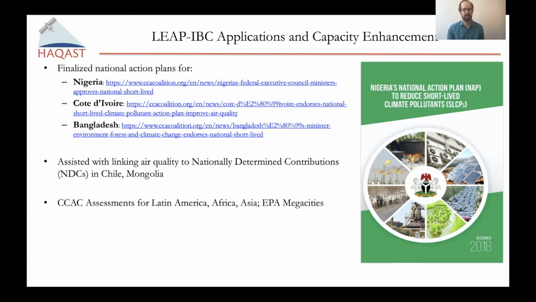As well as contributing to national action plans, the availability of air pollution as a consideration in this type of energy planning also promoted the consideration of species like black carbon within the nationally determined contributions for countries such as Chile and Mongolia. LEAP IBC itself has also been used in other CCAC assessments for Latin America, Africa, and Asia, and the EPA Megacities project. Next, I'm going to turn things over to stakeholders who have been more directly involved with the application of LEAP IBC and satellite-based estimates of air pollutants in Africa.